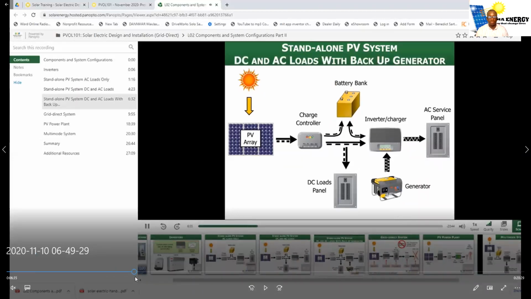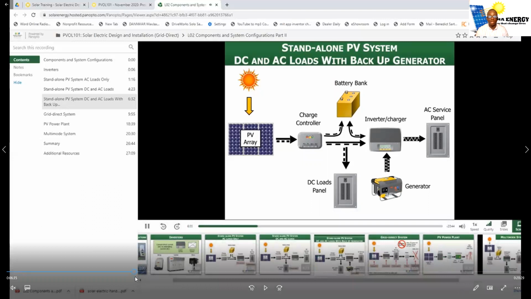Now we have a standalone PV system, DC and AC load, with backup generator. This is a very common system a lot of people use or may want to use in underdeveloped countries like Nigeria and other places. Why would you need a backup generator? When there is no sun and your batteries have been discharged, you have a little standby generator that will provide AC current to your home and also charge your battery.